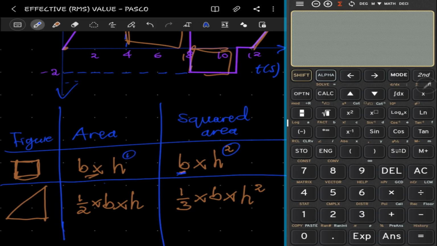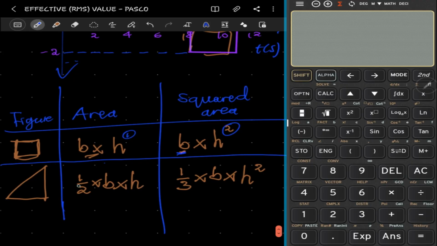But when it comes to a triangle, the normal area is just half times base times height. The squared area is 1 on 3 times base times height squared. So the only thing that's changing is that this 2 here is changing to 3, and this exponent here is changing to 2. When you have these formulas in mind, you'll be able to work with them. There's also a particular formula for the normal sine wave, which I think we've seen already.